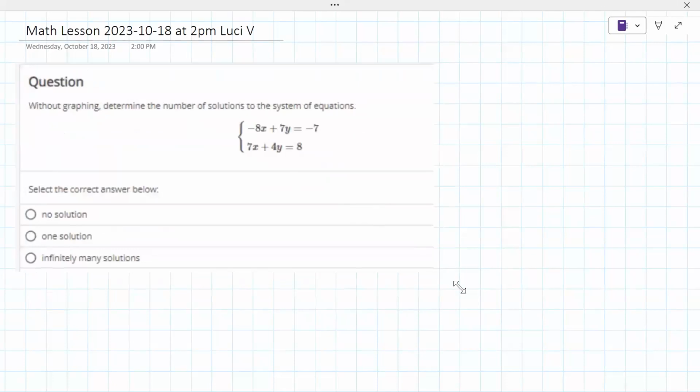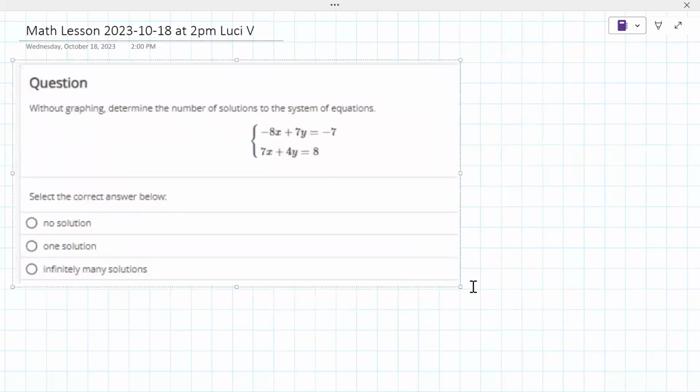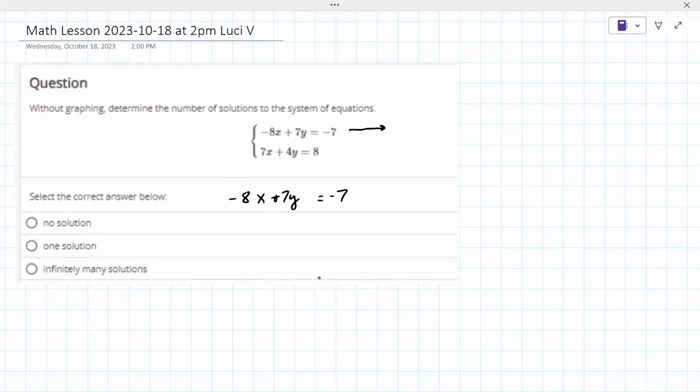So we need to solve both of these equations for y. That's where I think it could be a little bit of a slowdown for you, because this is a lot of the same stuff we were doing last week. We want to solve each of these equations for y and decide what is the same or different about them.